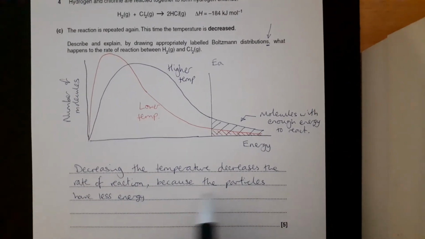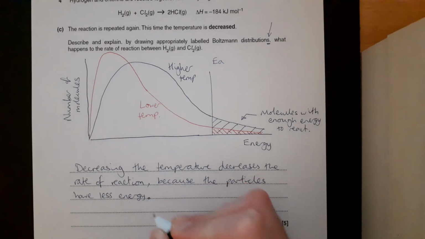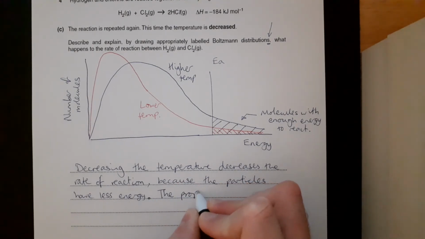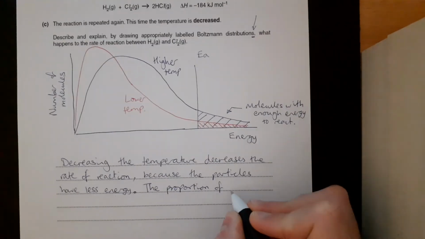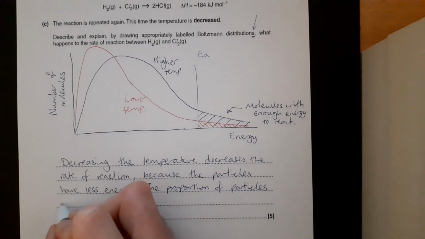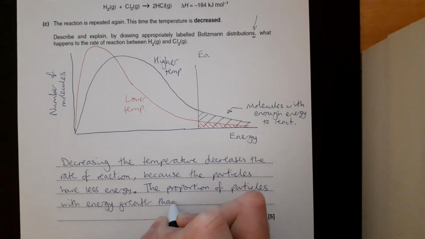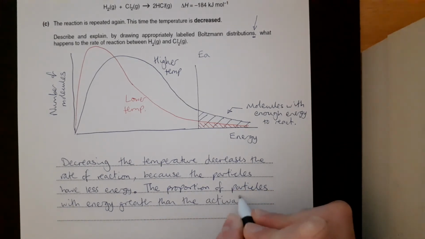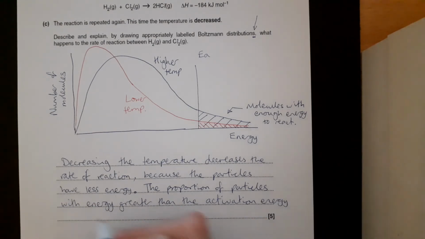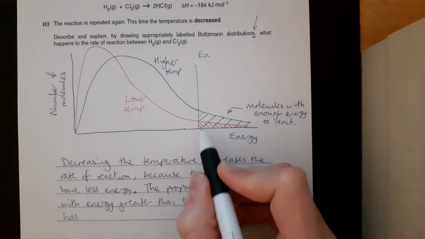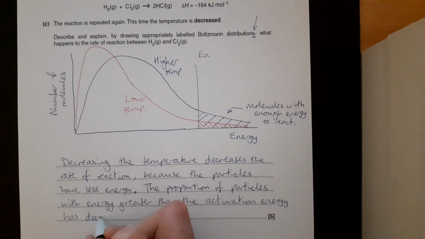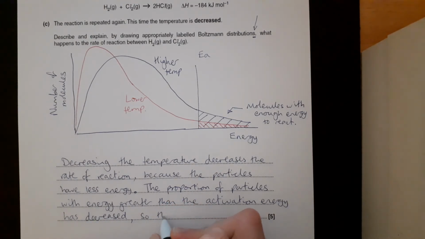Okay. So decreased rate of reaction, the particles have less energy. The proportion of particles with energy greater than the activation energy has decreased. That's what we've shown. We've gone from all that blue area to just this smaller red area. And so the frequency of successful collisions decreases. Again, we talked about sometimes that's worth a mark, sometimes it isn't, so let's just write it anyway.